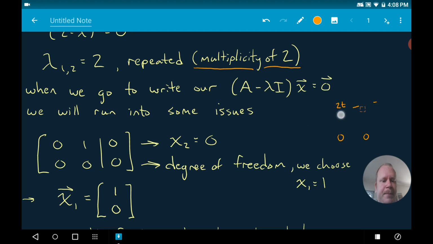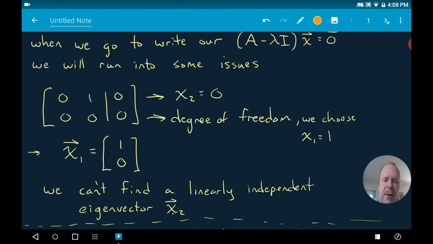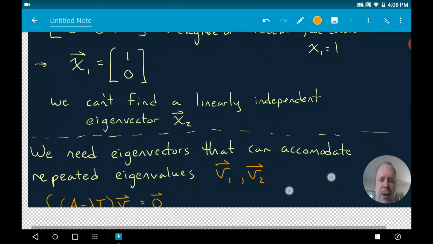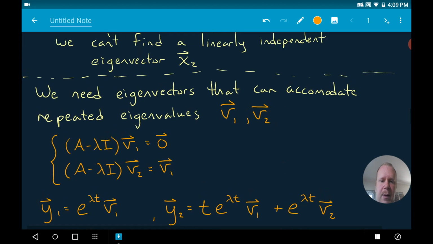So I'll refer you to the book to see exactly why this is the case, but we can't find a linearly independent eigenvector x2 that satisfies this equation. So what we need is a new kind of set of eigenvectors that are going to be able to accommodate repeated eigenvalues. So just scroll down here.